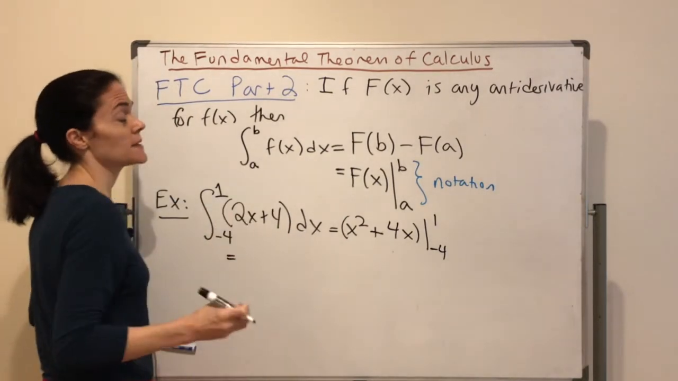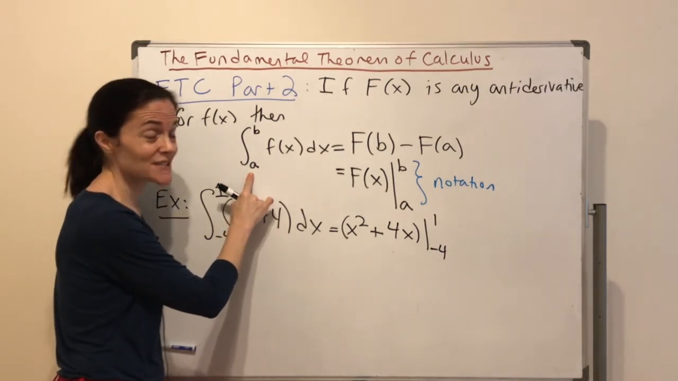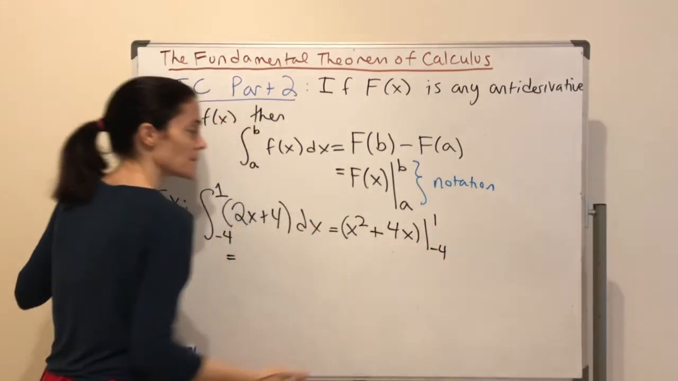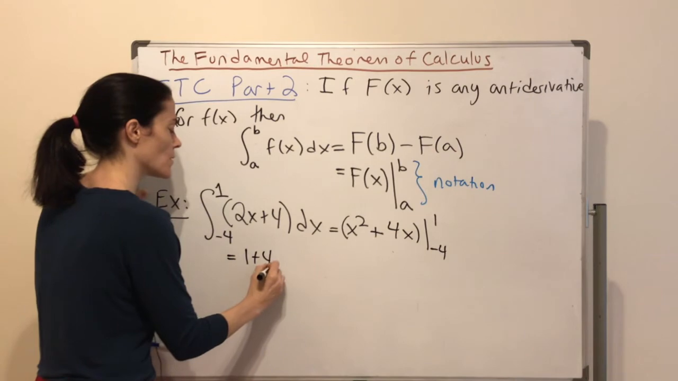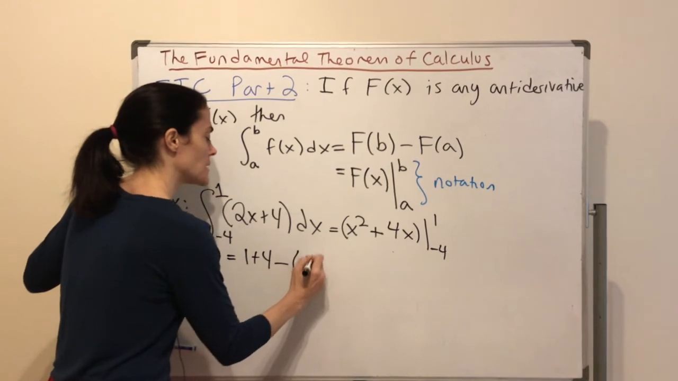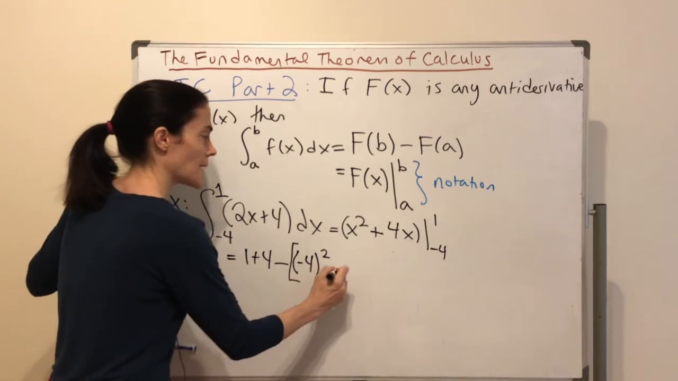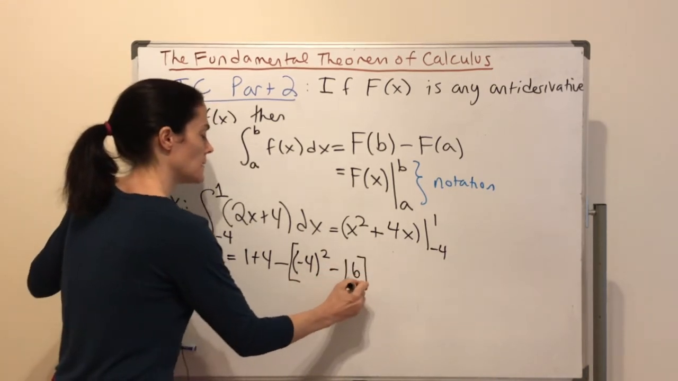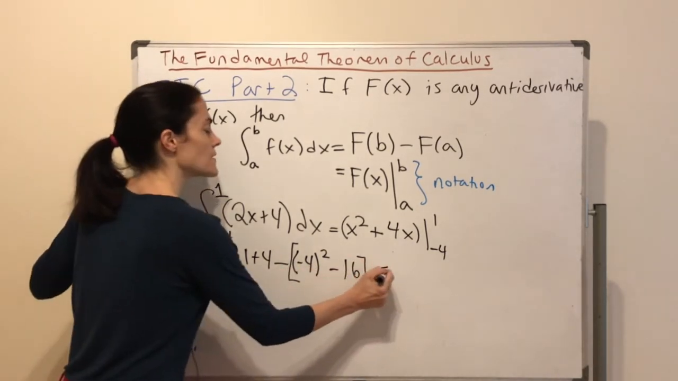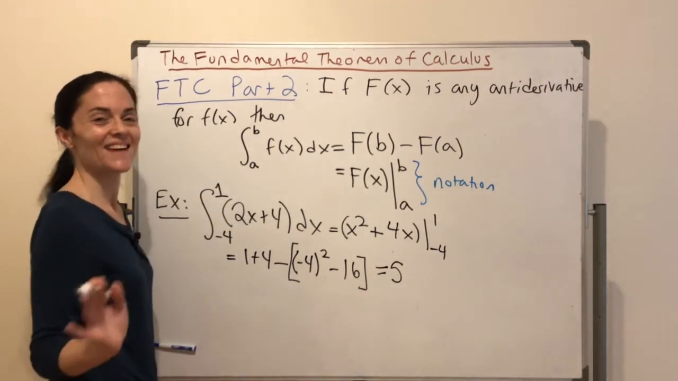So we evaluate, and I mentioned this terminology last time, little a is called the lower limit of integration. Little b is called the upper limit of integration. So we evaluate at the upper limit of integration, we get 1 plus 4, and then subtract off, evaluate at the lower limit of integration, (minus 4) squared, and then minus 16. But you see, this is 16 minus 16. This is 0, and so we just get 5. And this is what we calculated last time using triangles and signed area.